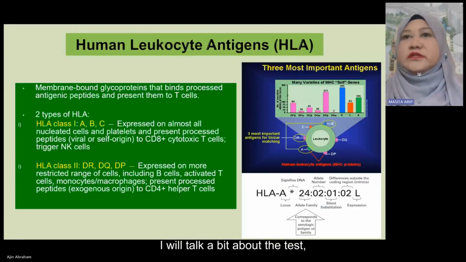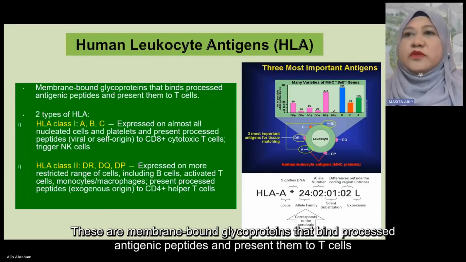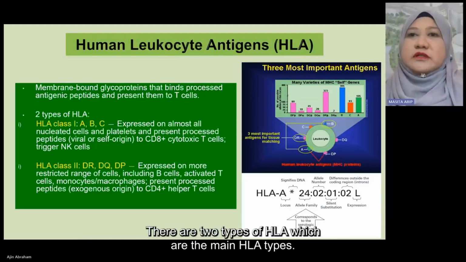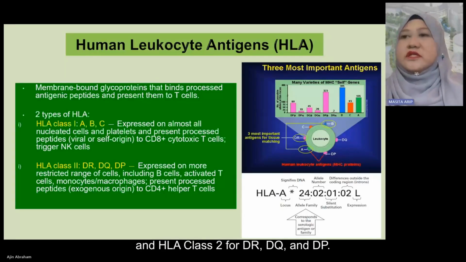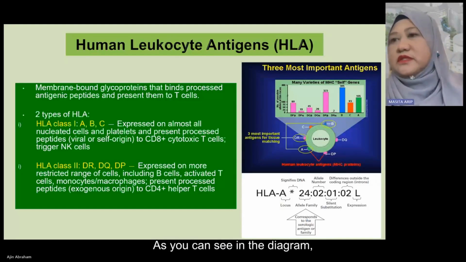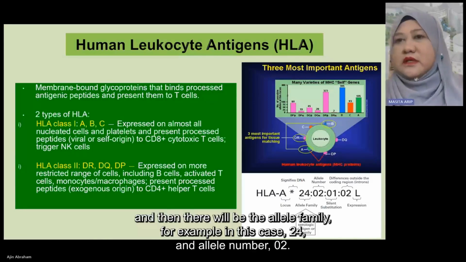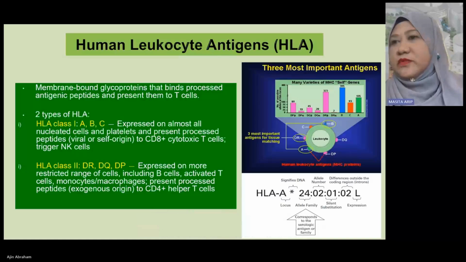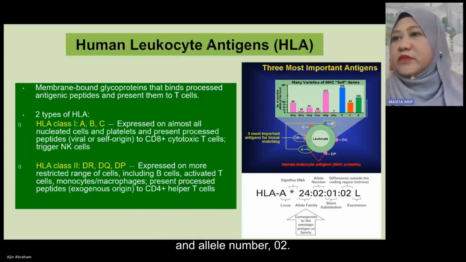I will talk a little bit about the test, about the human leukocyte antigen, HLA. This is a membrane-bound glycoprotein that binds processed antigen peptides and presents them to T cells. There are two main types of HLA: HLA class 1, comprising A, B, and C, and HLA class 2, DR, DQ, and DP. As you can see in the diagram, the nomenclature is HLA, then the locus, either A, B, C, DR, DQ, or DP, and then the allele family, for example in this case 24, and the allele number 02.